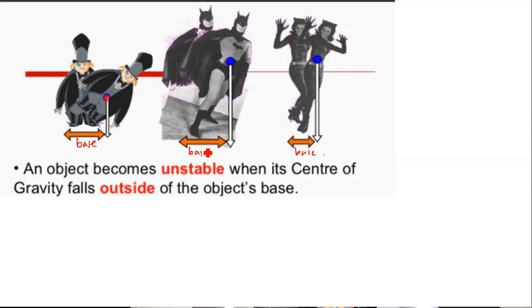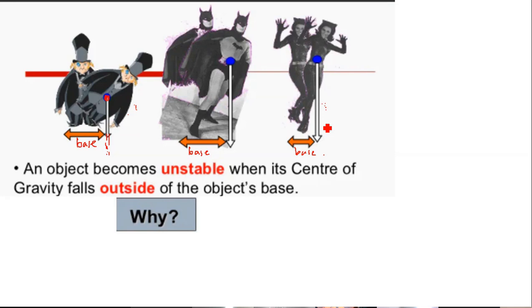This one is wider. This Batman's base is wider than this man's, and this man's is wider than this woman's. That's about the base. And let's check the center of gravity. The center of gravity falls outside the base. Also here, we can see the center of gravity falls outside. Same as this woman, the center of gravity falls outside the base of the object.